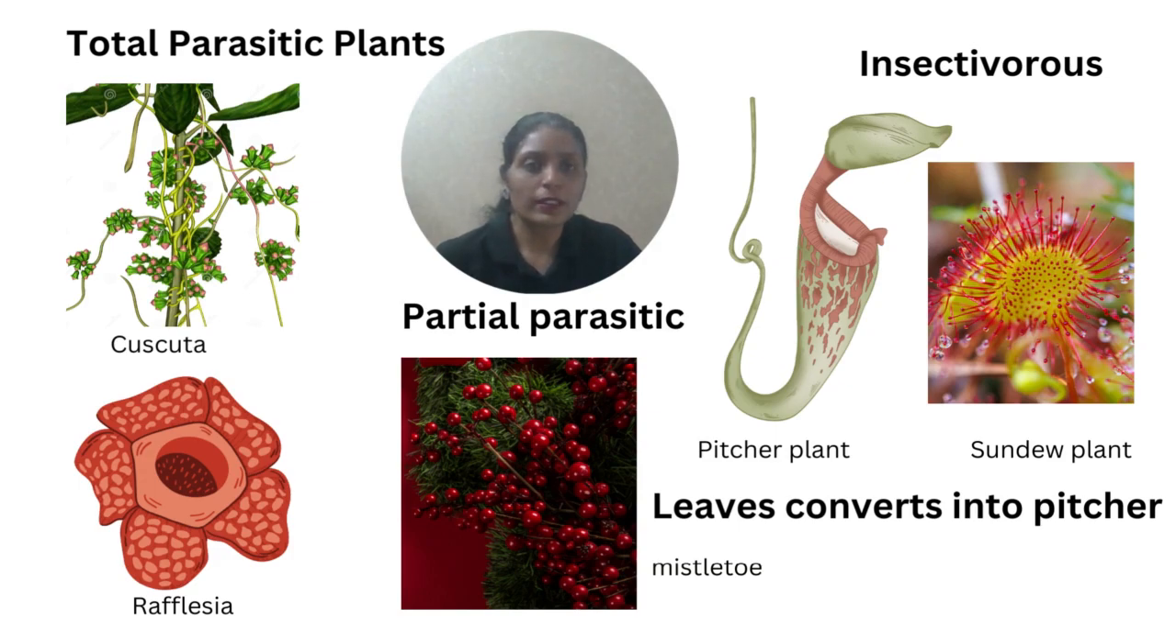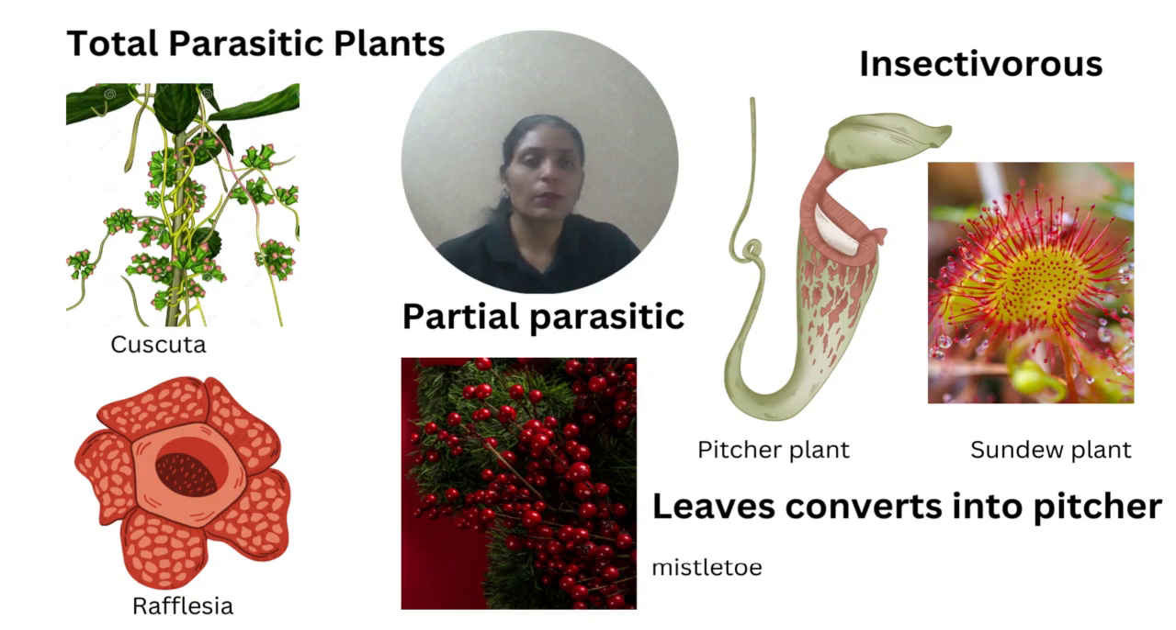So, total parasitic plants, for example Cuscuta or Rafflesia, live on the host body and withdraw nutrition completely from the host. While the partial parasitic plants, for example Mistletoe, which lives on mango or mahua tree branches, withdraw only water and minerals from the tree, and the remaining photosynthesis part it does on its own.